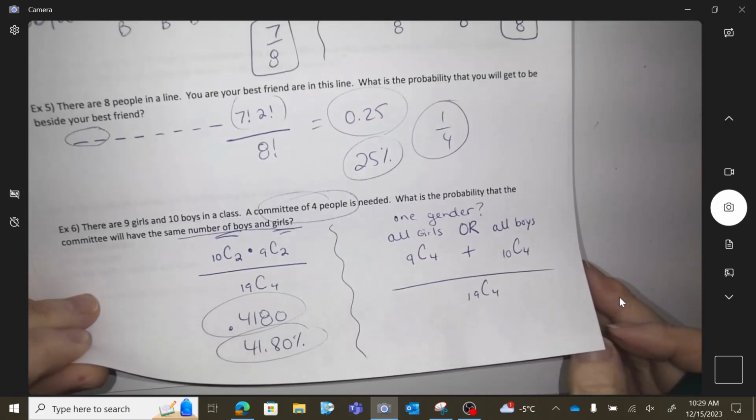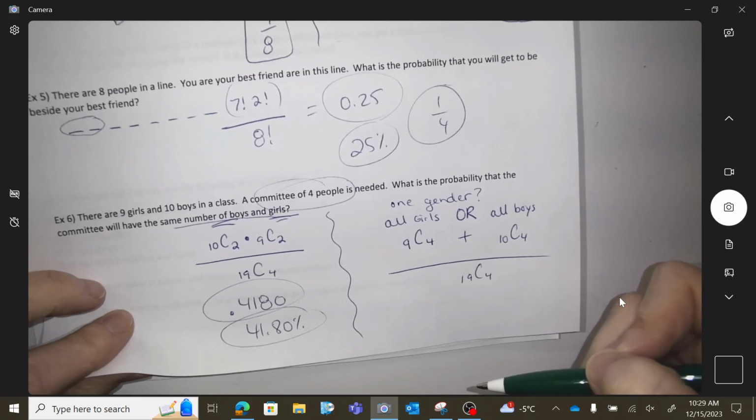So this is all last unit putting it together though.